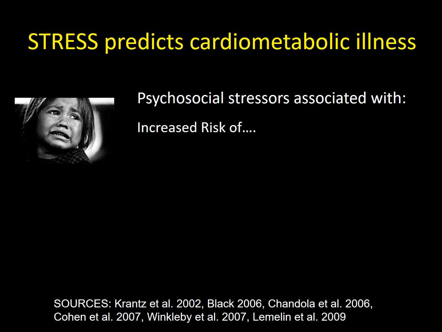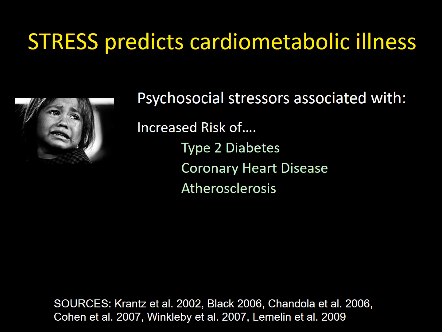Additional research demonstrates that stress also predicts cardiometabolic illness long term. Psychosocial stress is associated with increased risk of type 2 diabetes, coronary heart disease, atherosclerosis, and reduced insulin sensitivity. And this is true of childhood stress and adult risk of these things. So there are decadal effects.